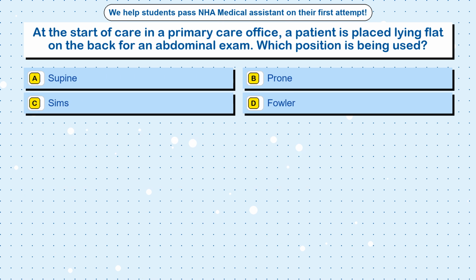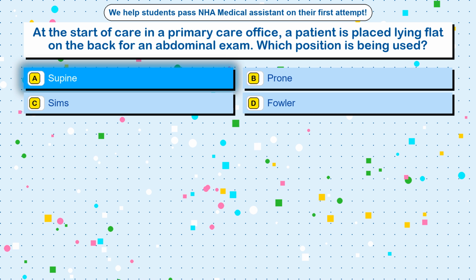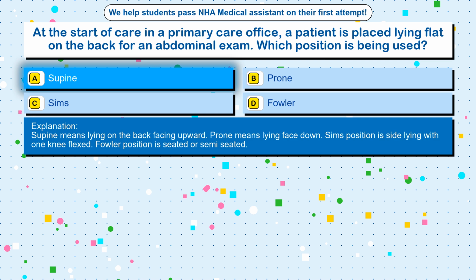Question 59. At the start of care in a primary care office, a patient is placed lying flat on the back for an abdominal exam. Which position is being used? Option A. Supine. Option B. Prone. Option C. Sims. Option D. Fowler. The correct answer is option A. Supine. Supine means lying on the back facing upward.